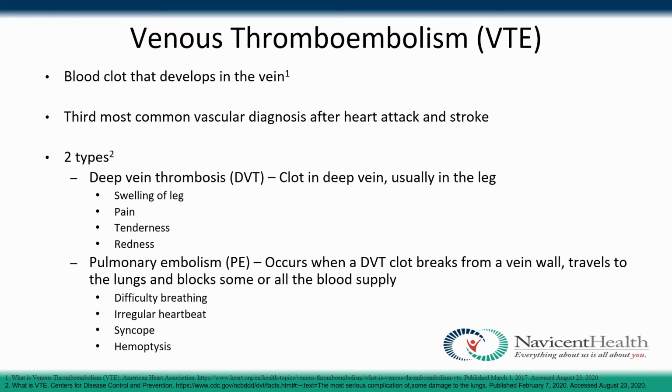Venous thromboembolism, also known as VTE, is when a blood clot forms in the vein. It affects about 300,000 to 600,000 Americans every year. It's the third most common vascular diagnosis after heart attack and stroke. There are two types of VTE, including deep vein thrombosis and pulmonary embolism.